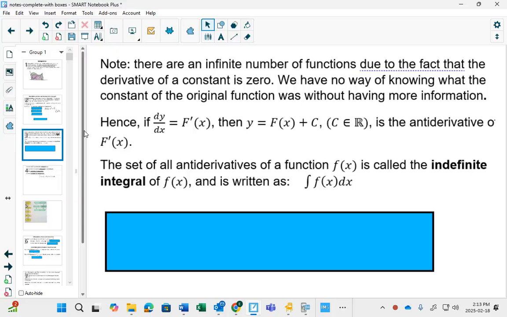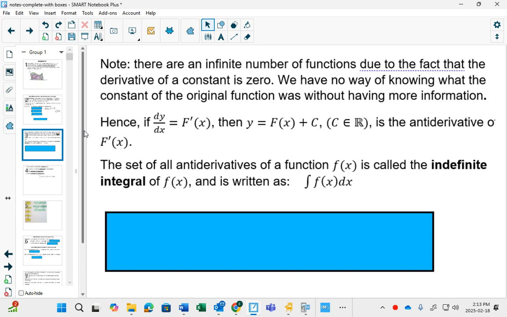Right? So there's an infinite amount, because the derivative of any constant number would be 0. So whenever you work backwards, there could have been a plus 7 at the end, or whatever your favorite number is. You could have had that there. So we have no way of knowing if there was an extra number unless the question gives you additional information.